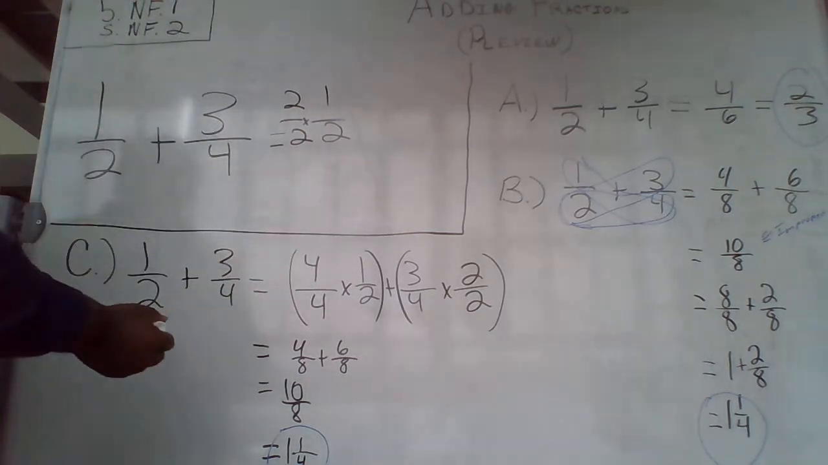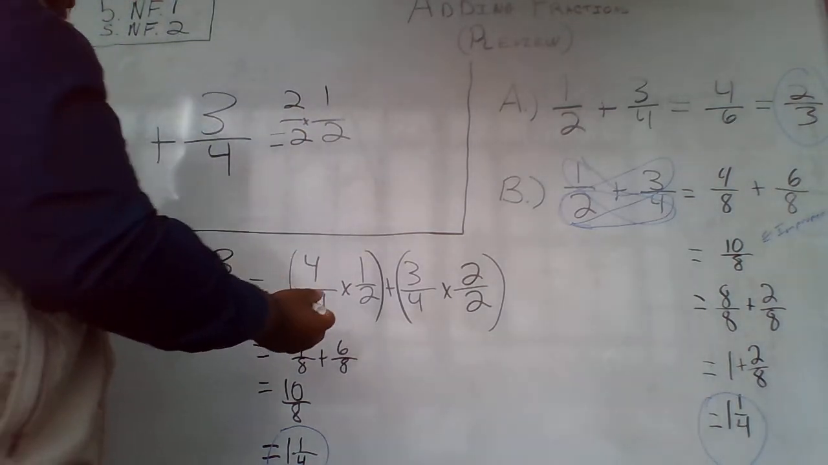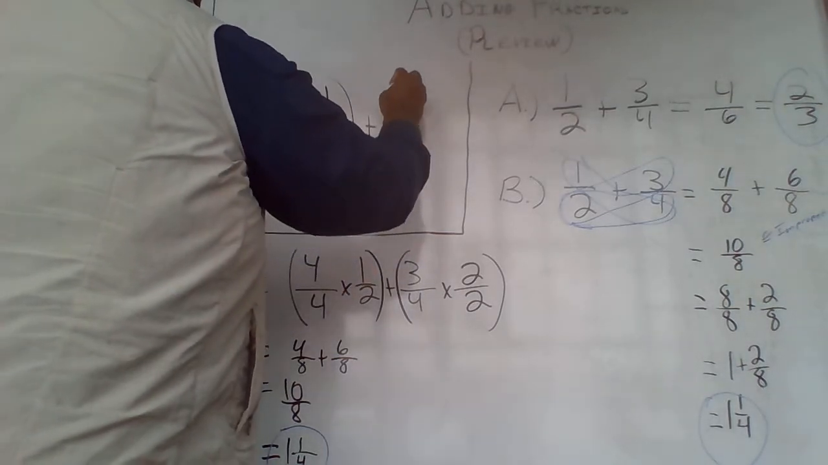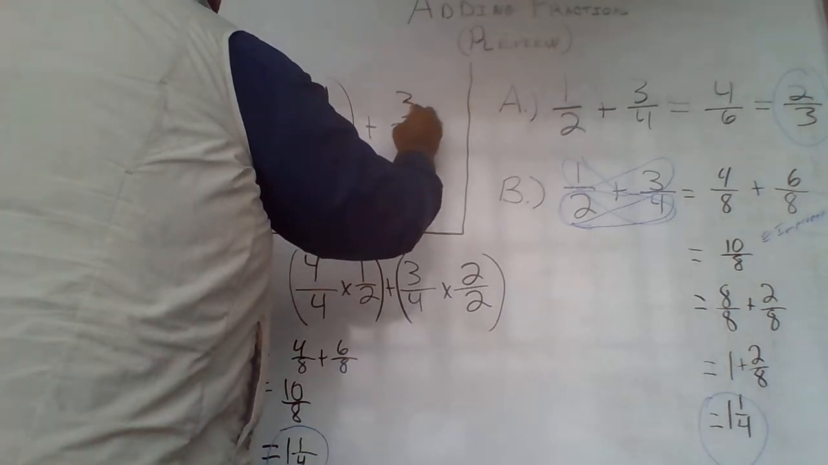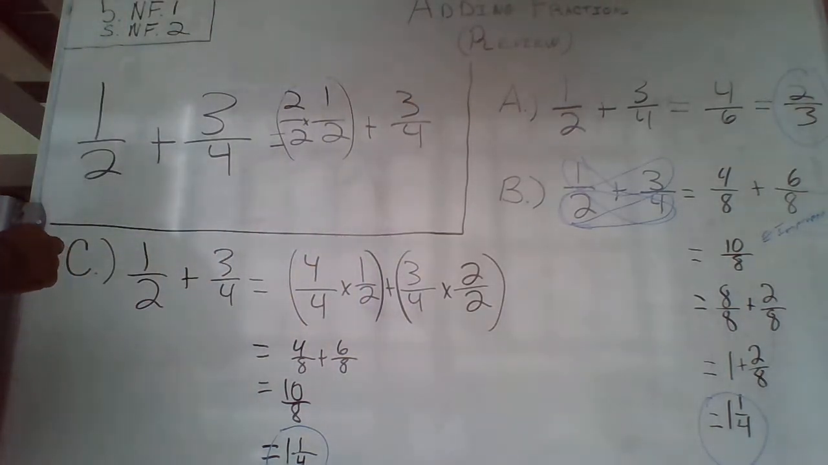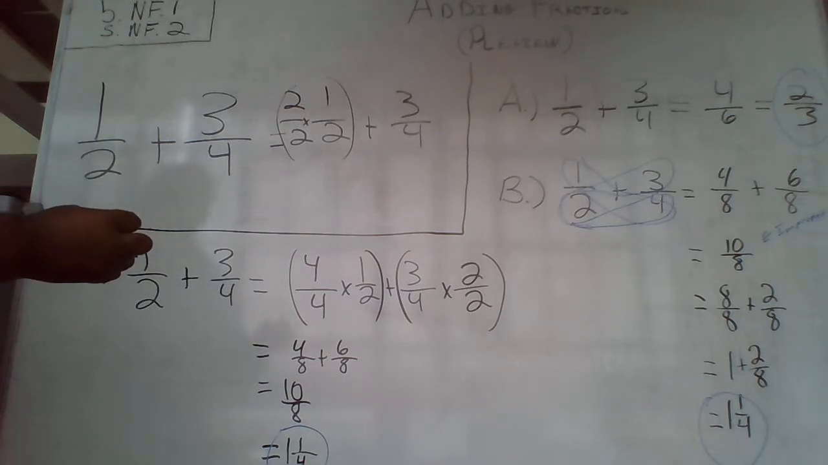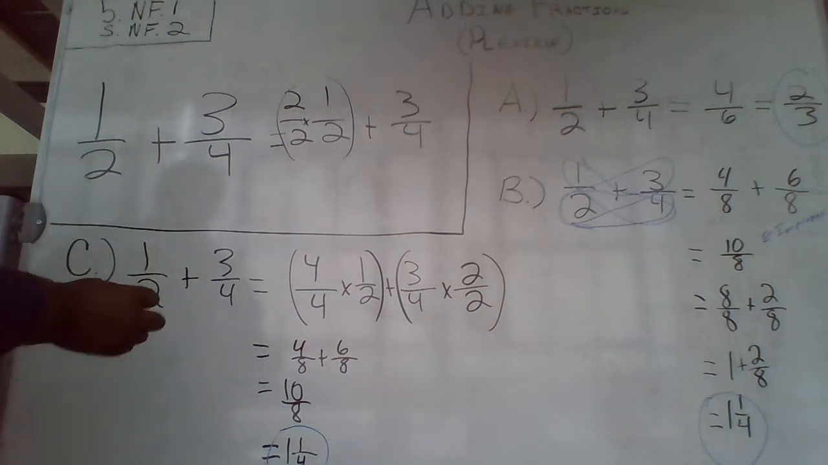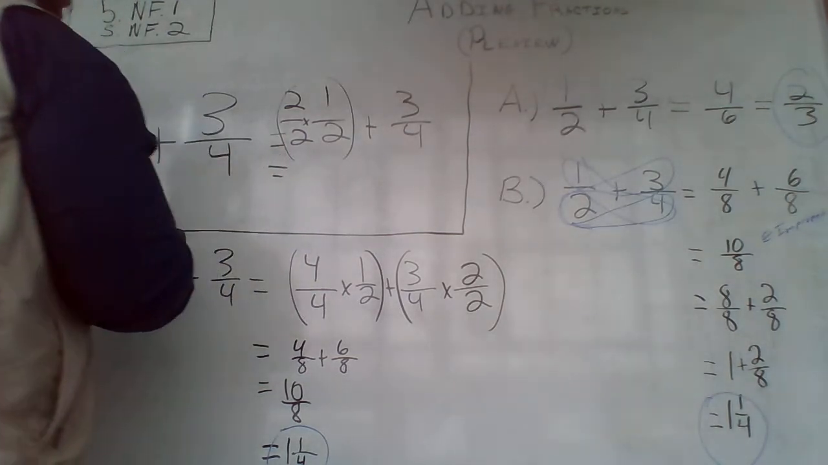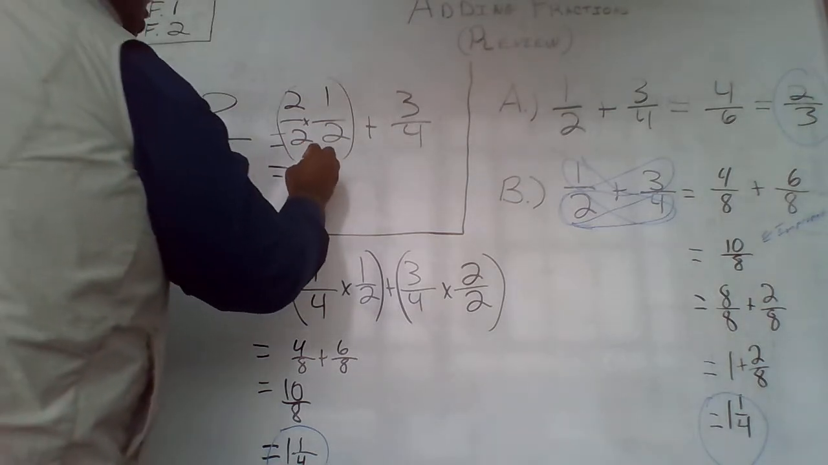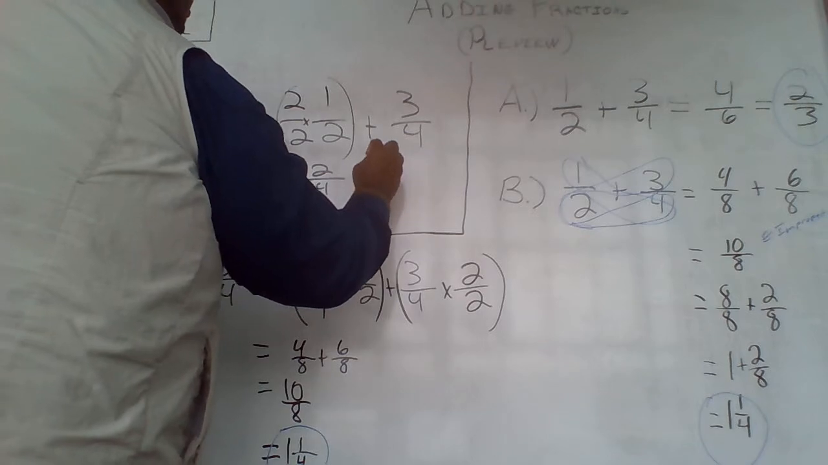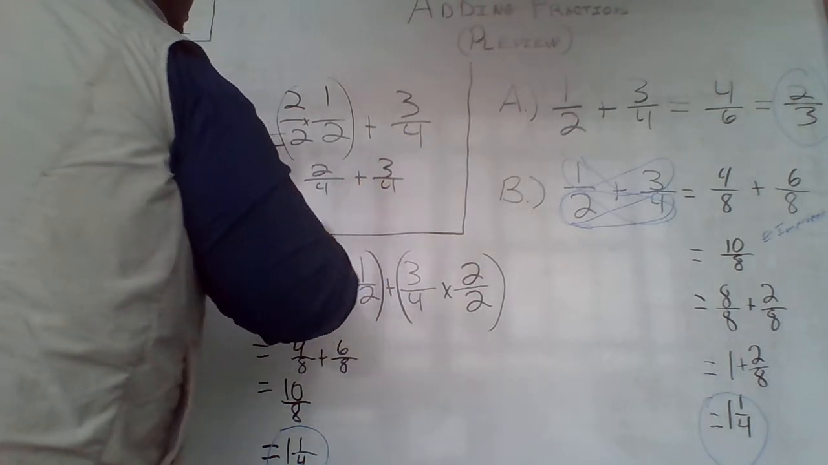And whatever I do to my numerator, I must also do to my denominator. That's correct. So I'm going to rewrite the problem. Okay. That's 2/2 times 1/2 plus 3/4. Okay. As we're solving this, you can do it with me. Okay. That's 2/4 plus 3/4. Okay.